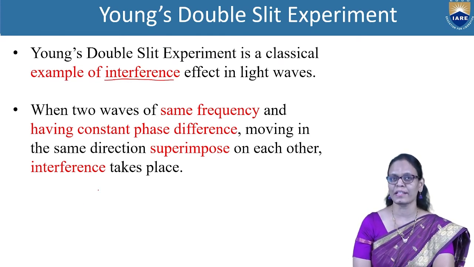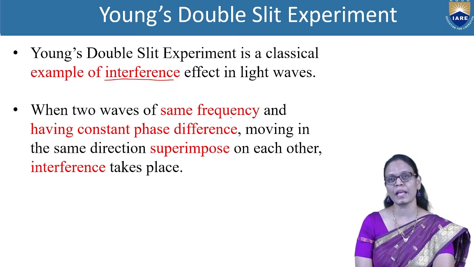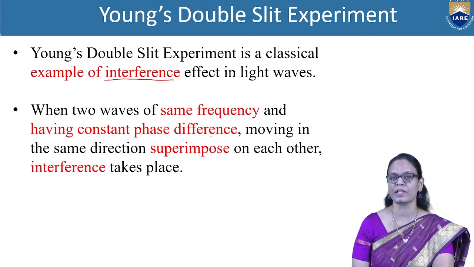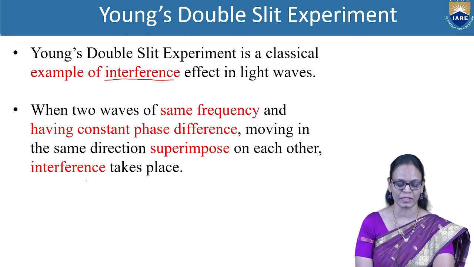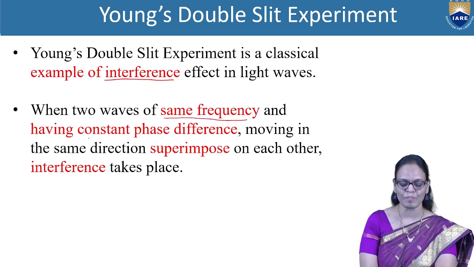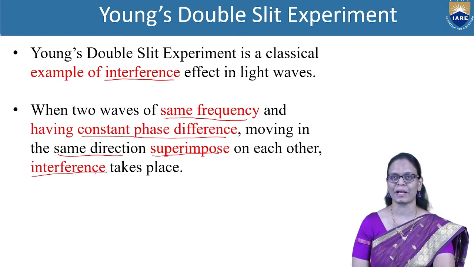Now what is this interference? When two waves of the same frequency and having constant phase difference, moving in the same direction, superimpose on each other, interference takes place. So these terms are very important. We will consider them with the same frequency, having a constant phase difference, and they have to superpose on each other moving in the same direction. Then they will interfere. We get the interference pattern.